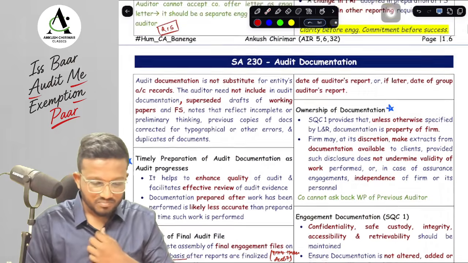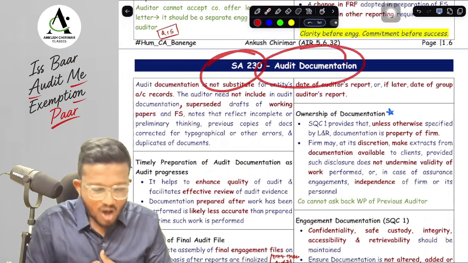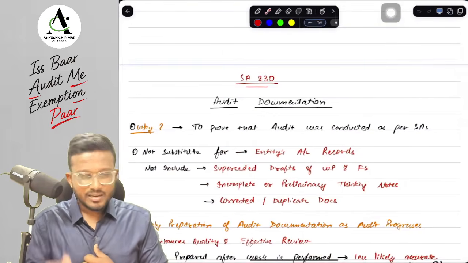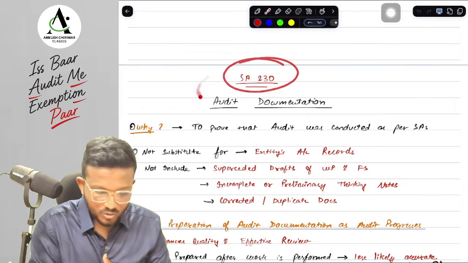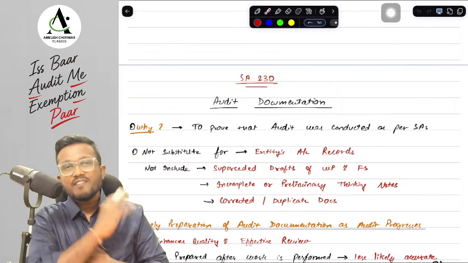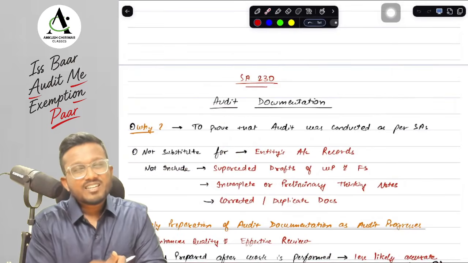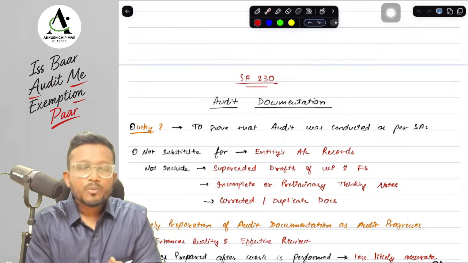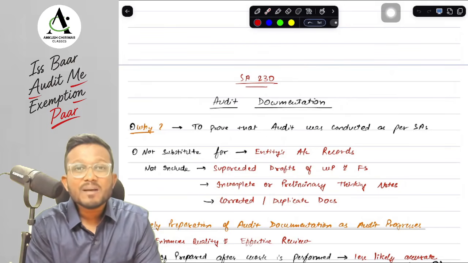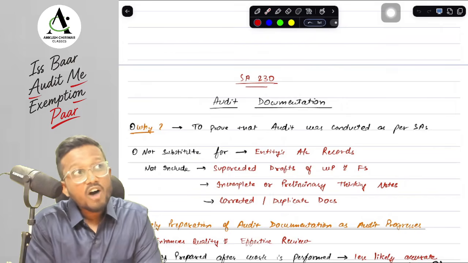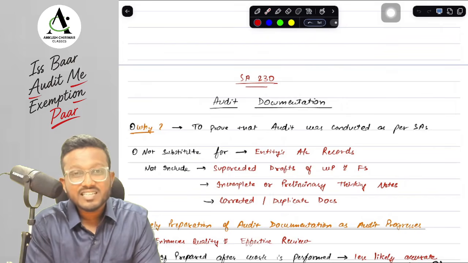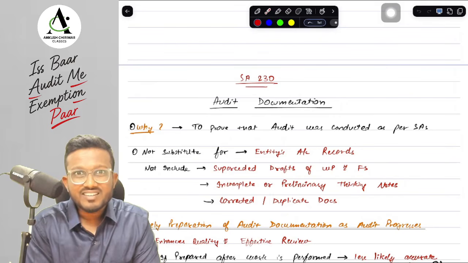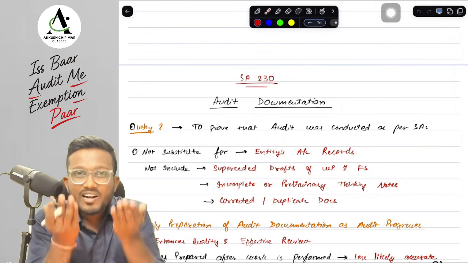Okay, chaliye. So here we are discussing now one of the important SAs out of the 3 SAs, that is SA 230, audit documentation. Now why do we have to do audit documentation, sir? Suppose there is a person who asks us, oh auditor, you have done this work, now prove to me that you have done this work. How will we prove to them that we have done the audit as per SAs? How, when there is an investigation by the NFRA, will we prove to them that we have done the audit as per SAs? If there is a fraud discovered after the audit, how will we prove to them that we have done the audit with SAs? We will prove it by our audit documentation.